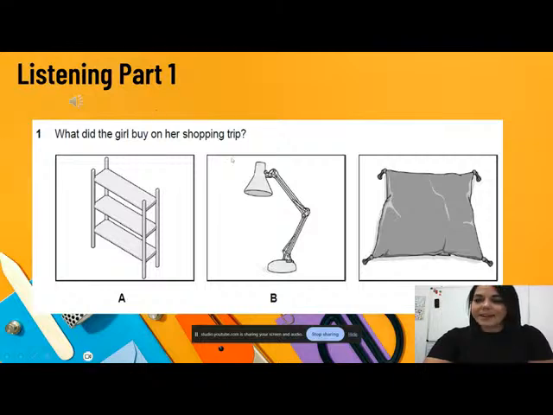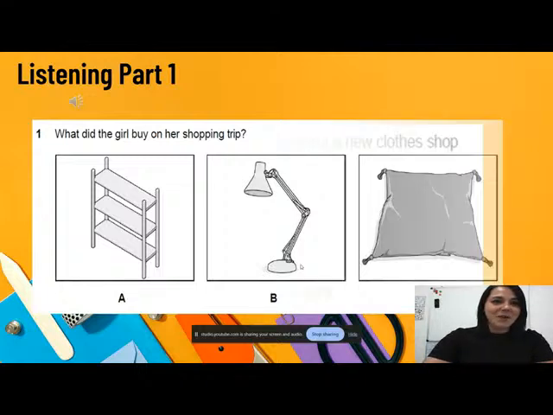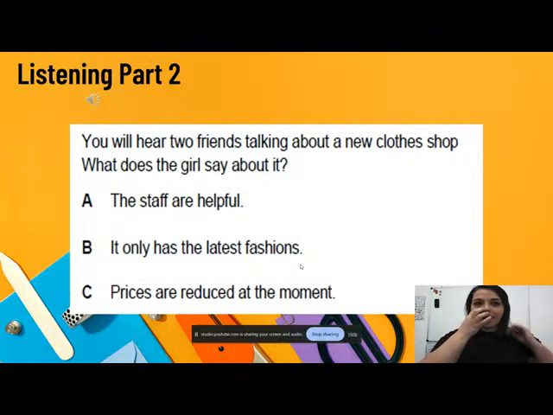Okay. Any ideas about what it was? What did the girl buy? She was thinking about buying the cushions. She was thinking about buying the bookshelves. But she actually bought the lamp. Good job. Well done, Robin. On a roll today. Okay, on to part 2.